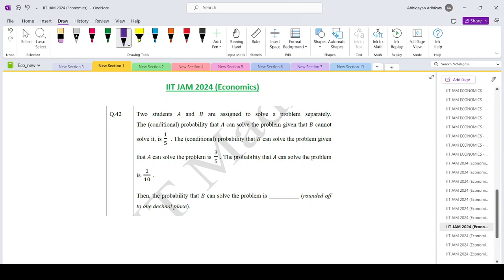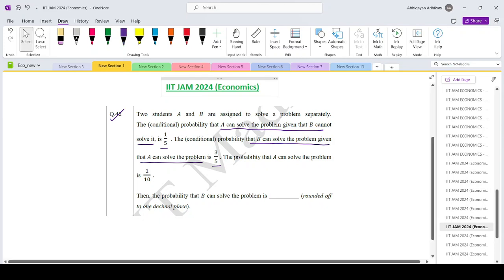And today we are looking at the IIT JAM 2024 Economics paper, question number 42. Two students A and B are assigned to solve a problem separately. The conditional probability that A can solve the problem given that B cannot is 1 by 5. The conditional probability that B can solve the problem given that A can solve the problem is 3 by 5, and the probability that A can solve the problem is 1 by 10. Then the probability that B can solve the problem is what?